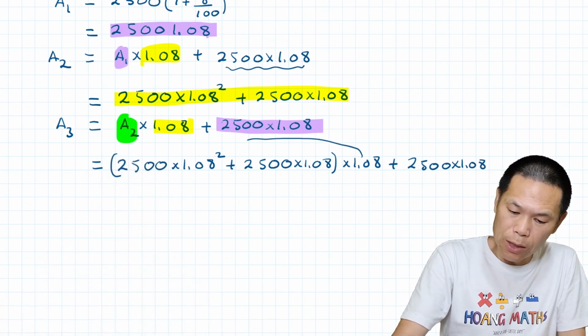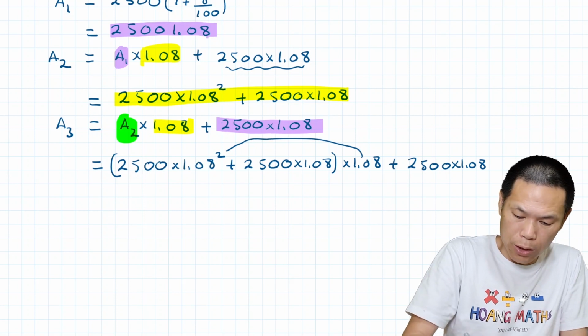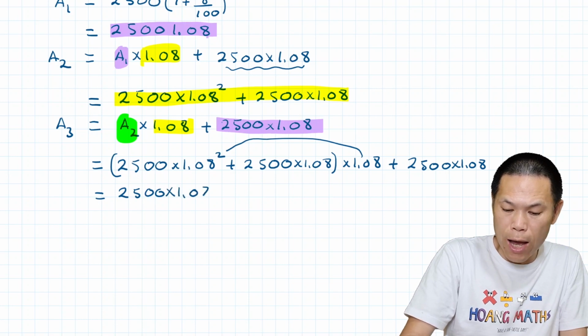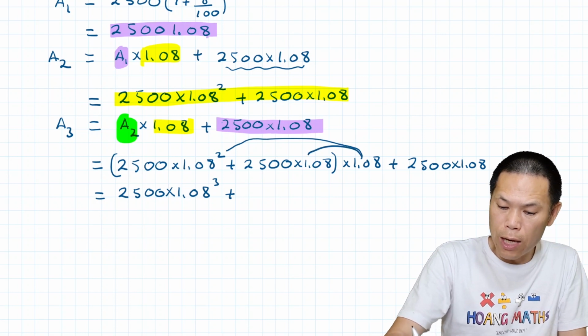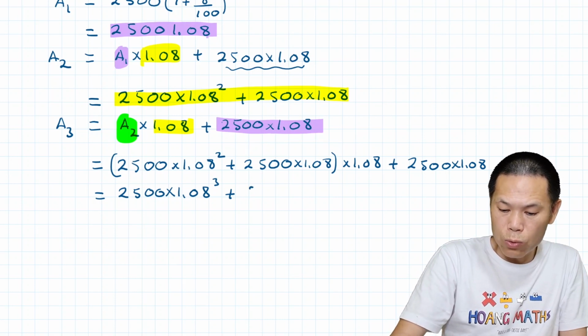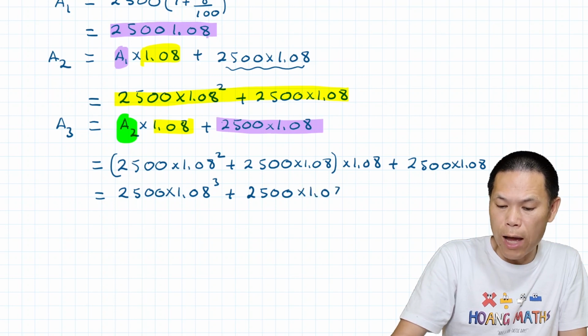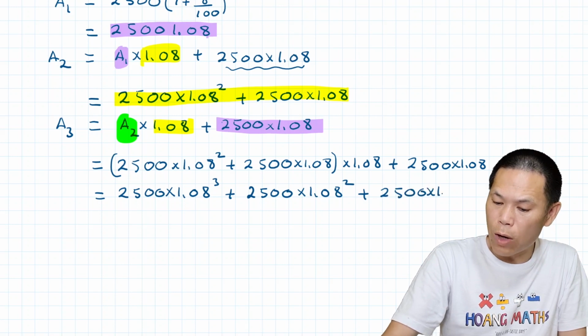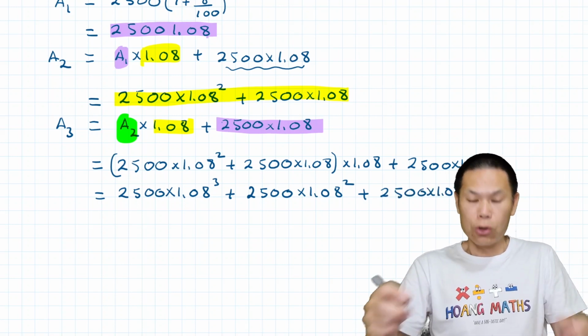So this times this will give me power of 3. So that will give me 2,500 times 1.08 power of 3. We add this and this times together. So that will give me 2,500 times 1.08 squared. And we add 2,500 times 1.08. So there you go.